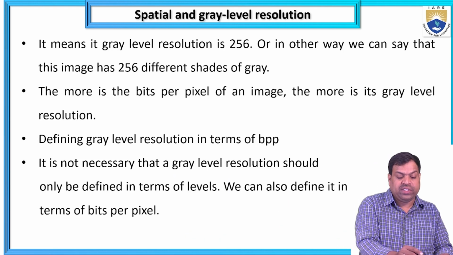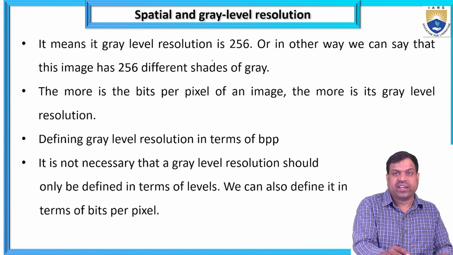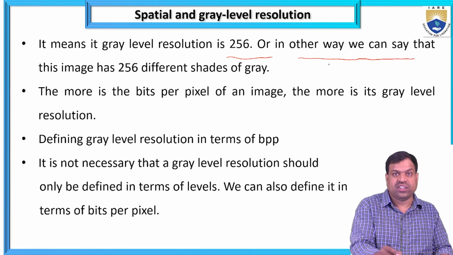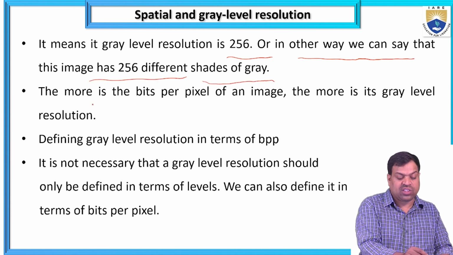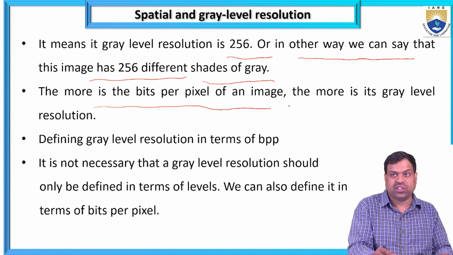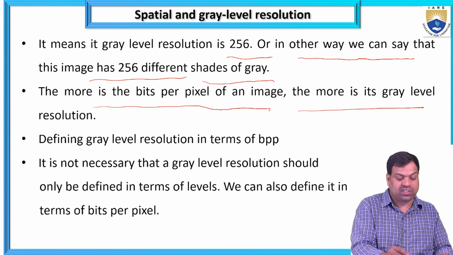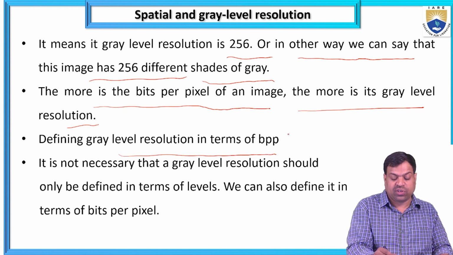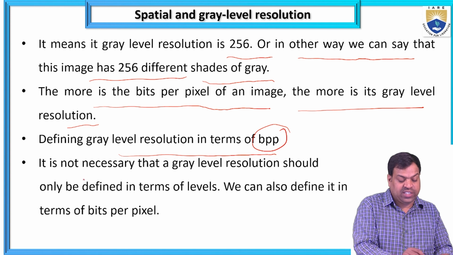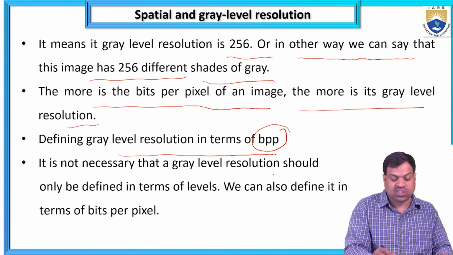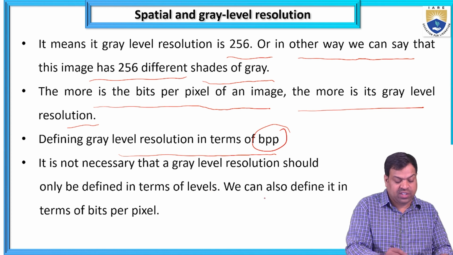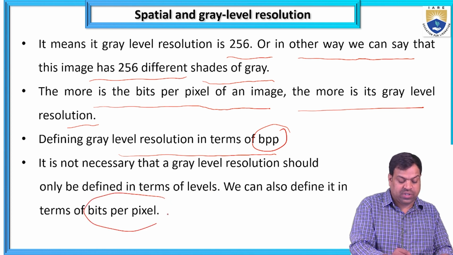So its gray level resolution is 256, or in other words, this image has 256 different shades of gray. The more bits per pixel an image has, the more its gray level resolution. So it is not necessary that gray level resolution should only be defined in terms of levels. We can also define it in terms of bits per pixel.